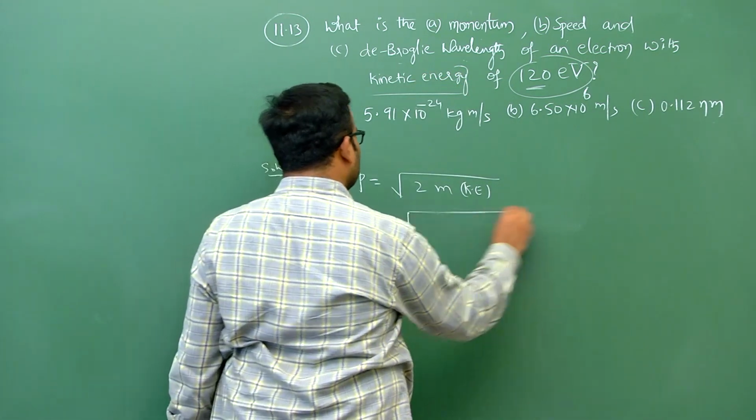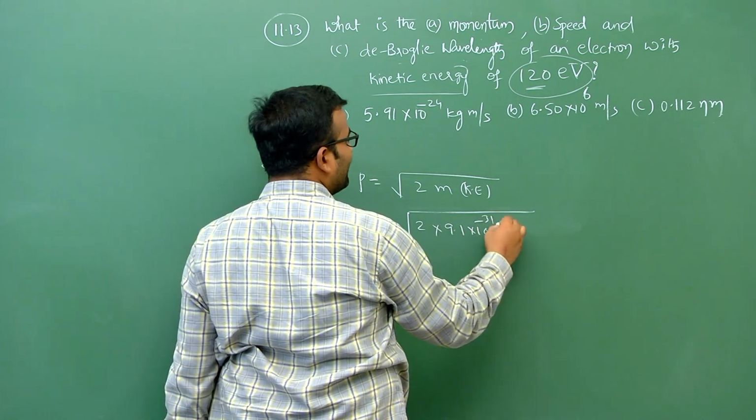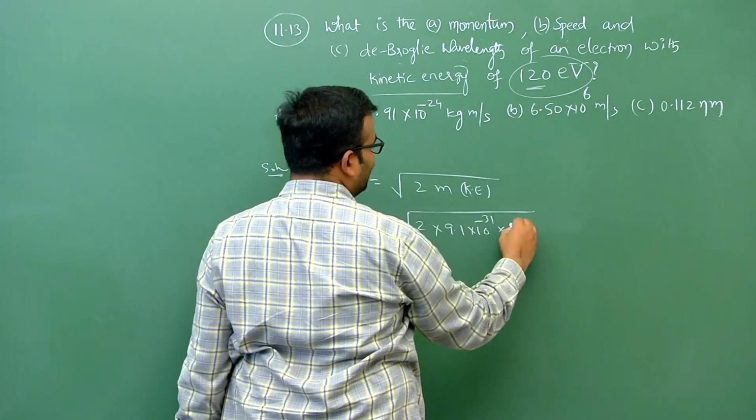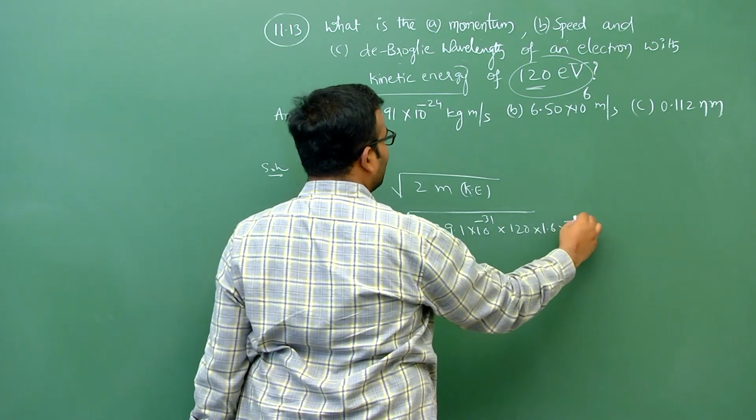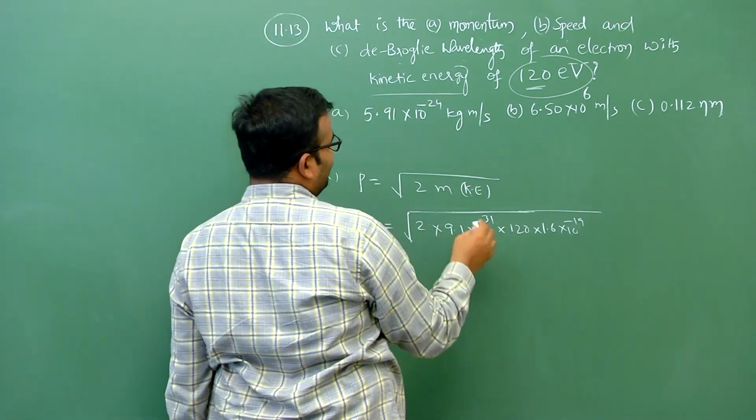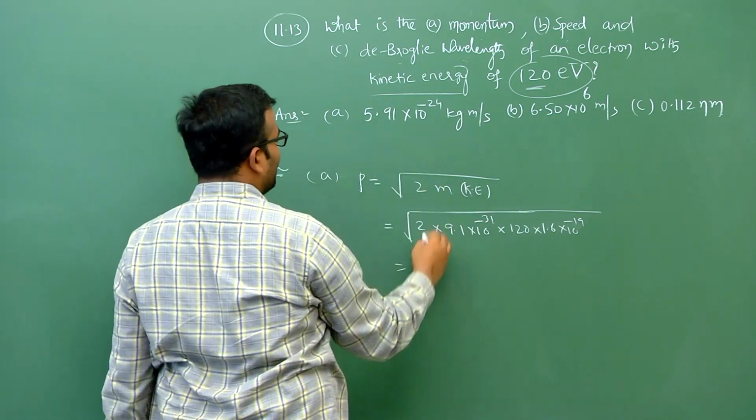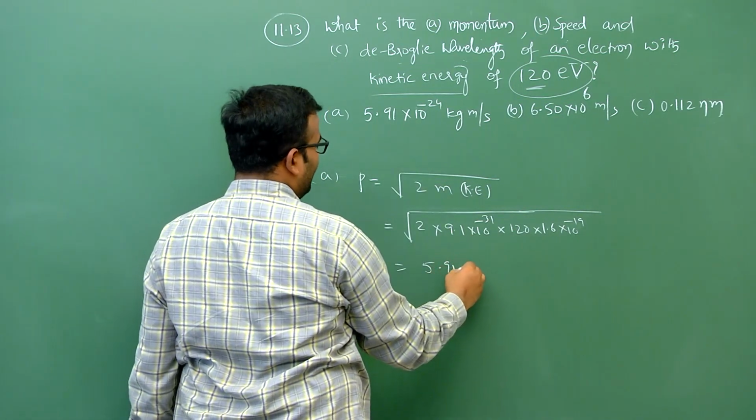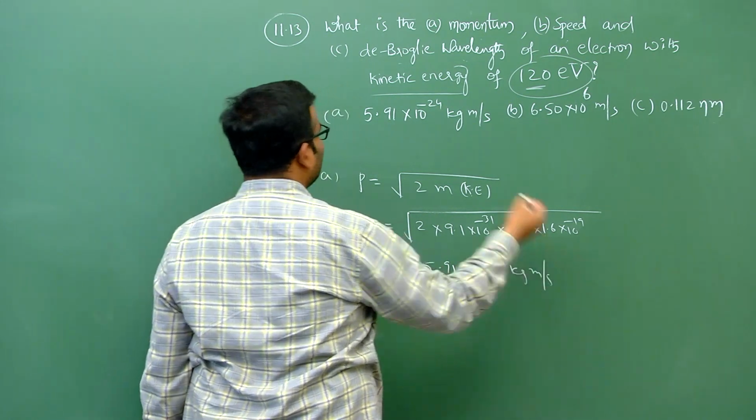So 2 into the mass of the electron 9.1 × 10^-31, and kinetic energy 120 electron volt. 1 electron volt in joules is 1.6 × 10^-19 joules. If you do this calculation and take the square root after the multiplication, we get the answer 5.91 × 10^-24 kg m per second.